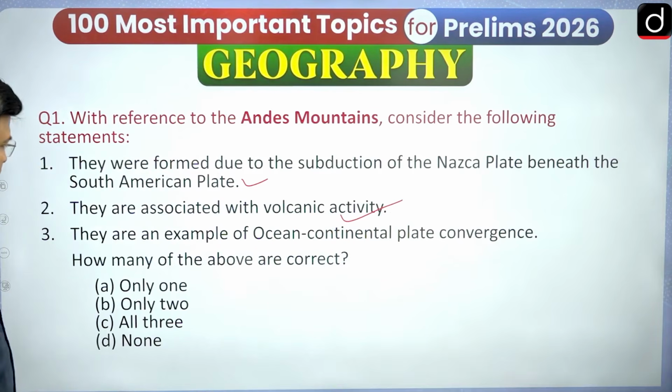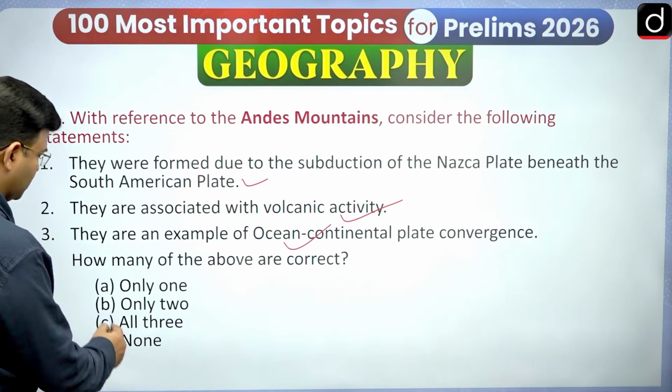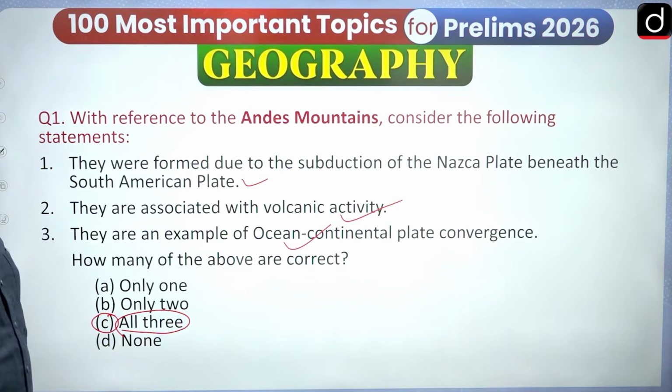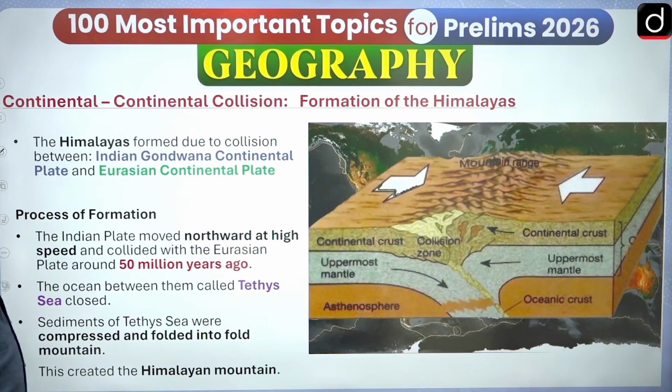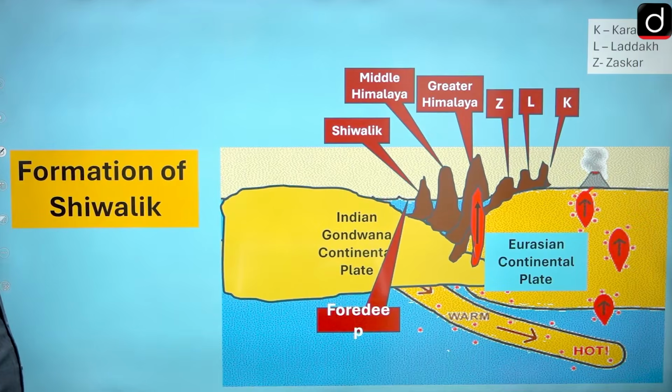Another one: they are examples of ocean-continental plate convergence. Yes, they are examples of ocean-continental plate convergence. We can say that option C, all three are correct. Is it okay? So thereafter, the next question that we are going to see.